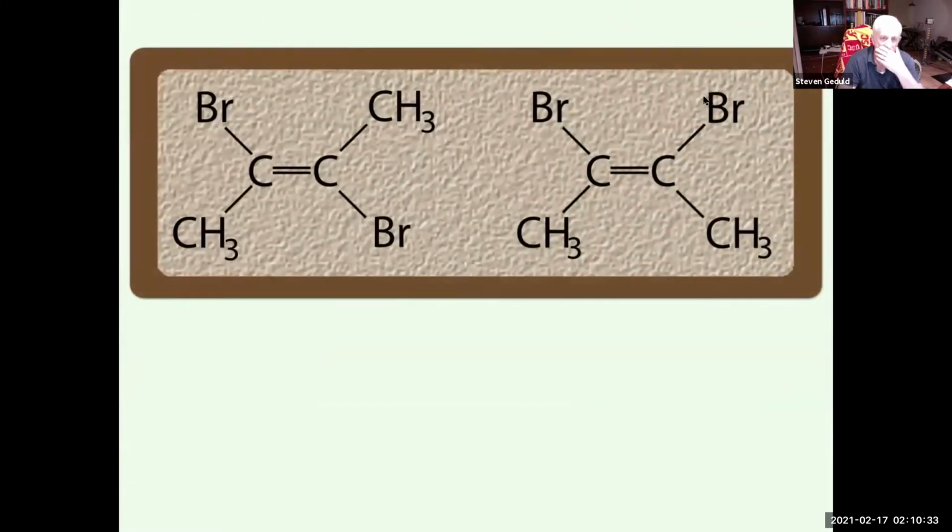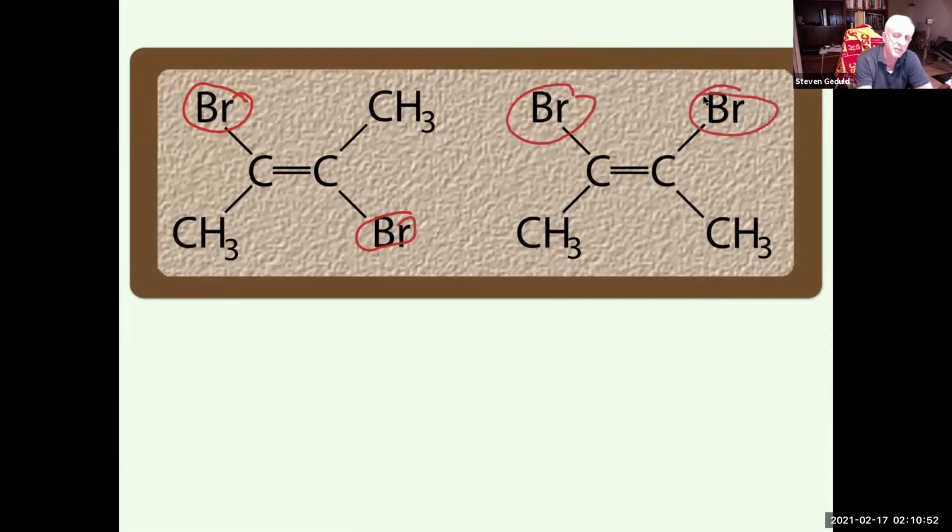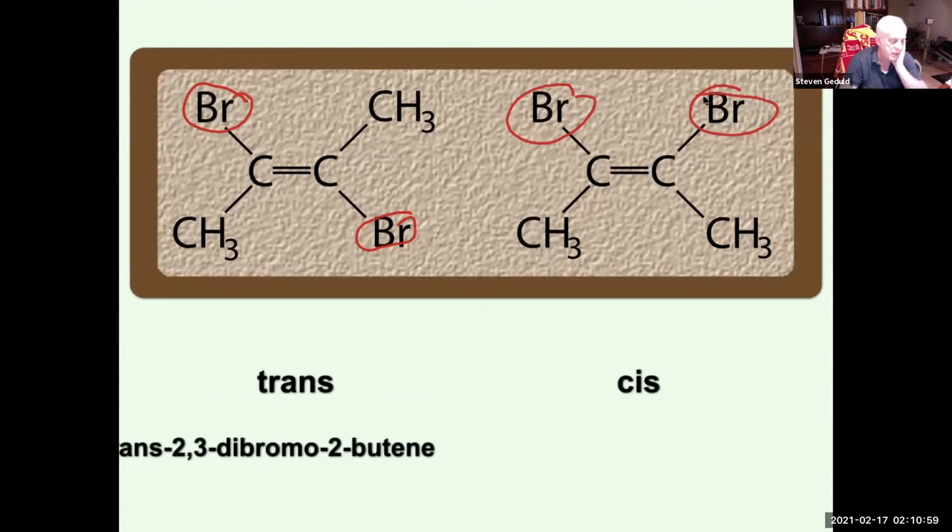Next one. First of all, the one on the left is cis or trans or cannot have a cis or trans. So it could be neither. Trans. The one on the left is trans. Opposite sides of the double bond. The one on the right is going to be cis then. Same side of the double bond. Trans and cis. So you have trans 2,3-dibromo 2-butene.